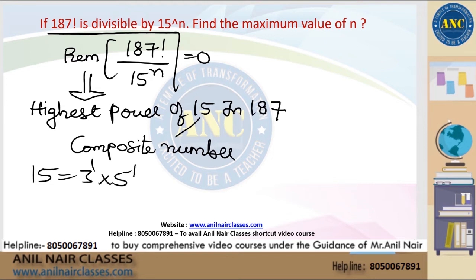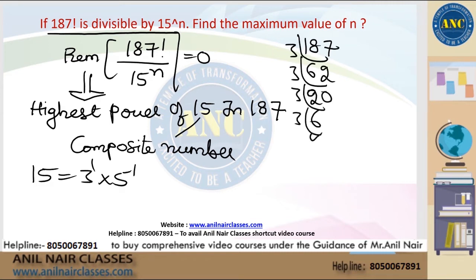Then I will discuss which number to be directly taken. First I will do the generic method. If I divide by 3: 3 6s are 18, 3 2s are 6, 3 2s are 60. 62 plus 20, 82, 88, 90. So 187 factorial is nothing but 3 power 90.